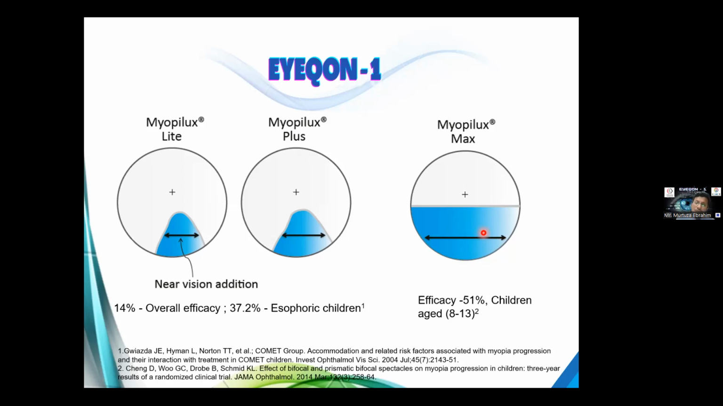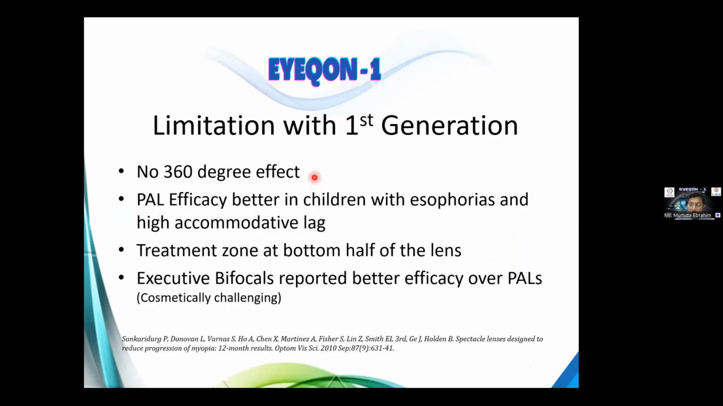So the limitation with the first generation was that there was no 360-degree effect. My colleague Rizwana already spoke about contact lenses. The beauty with contact lenses was that it was all-over optics, 360-degree, and the whole effect of myopic defocus was all around. But with the first generation lenses, be it a bifocal or progressive lens, it was only at the bottom half of the lens.